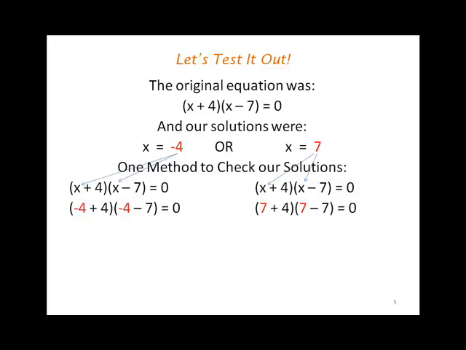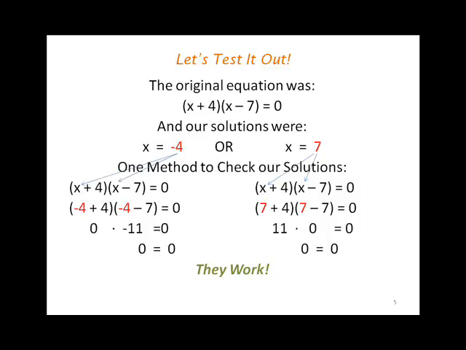Well, when I replace the negative 4 in and the 7 in, I get negative 4 plus 4 is 0, and negative 4 minus 7 is negative 11. And on the right-hand side, I get 7 plus 4 is 11, and 7 minus 7 is 0. So 0 times anything in both those situations equals 0. So that means that we should have some applause right now, because our solutions work. We got the correct answers. 7 and negative 4 are solutions to the original quadratic equation. Those are the two numbers that make it equal 0.